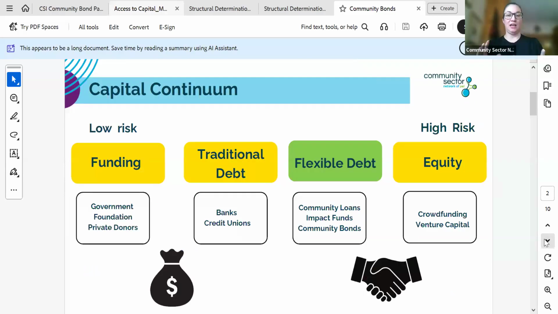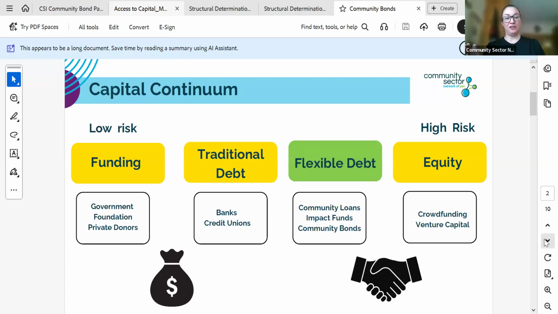So just click through these. So basically, community bond is part of what we call flexible debt. So your organization will have a capital continuum consisting of both low risk and high risk funds and equity. So at the low risk end, that's typical funding that we normally seek out for nonprofit organizations: government, foundation, private donors. And then moving along the spectrum to more riskier prospects, we can get into acquiring some traditional debt from our banks and credit unions.